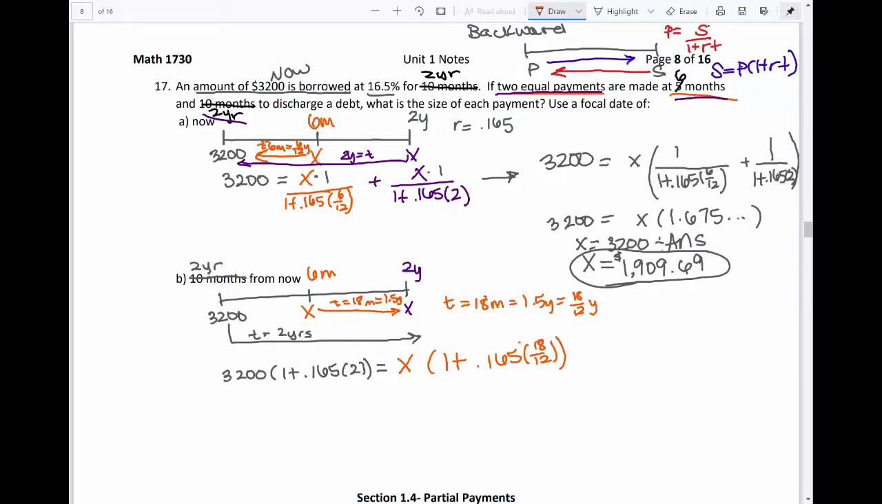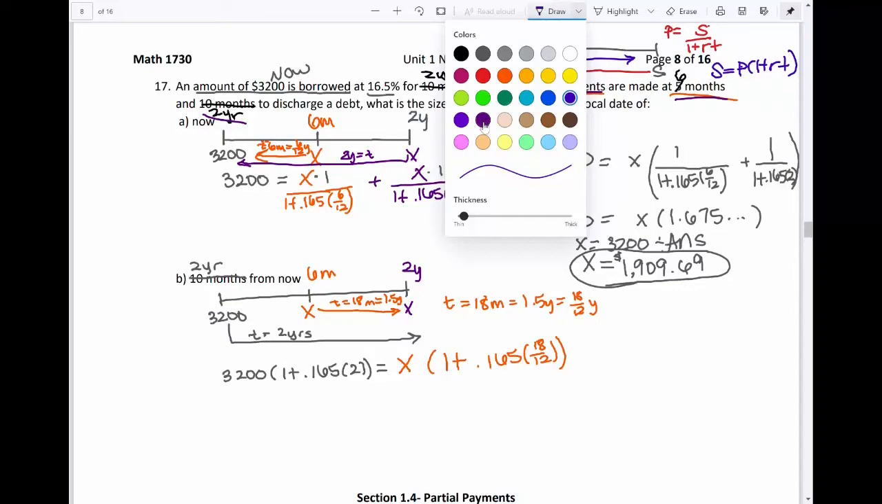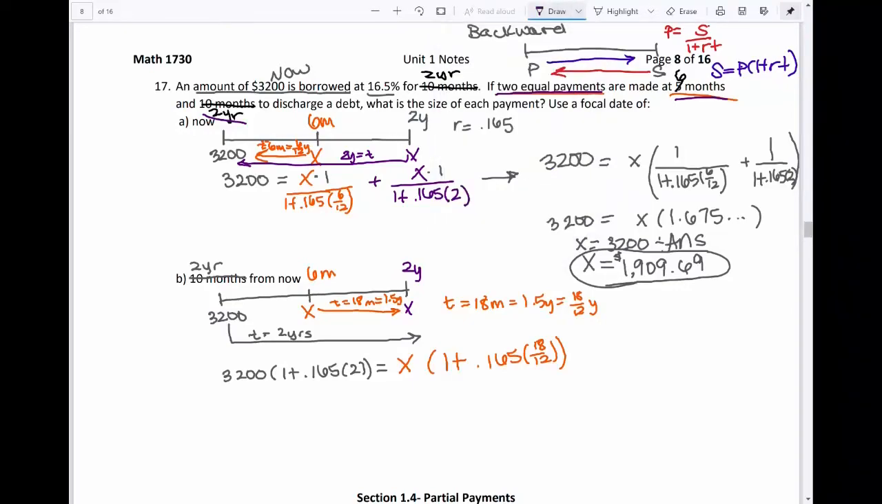So 18 over 12, and then you have to end that parenthesis, and then our other payment is already where it needs to be without any movement, so we just add x to it. So this is what your equation should look like. Hopefully you did it. If not, talk to me and I will help you get there.